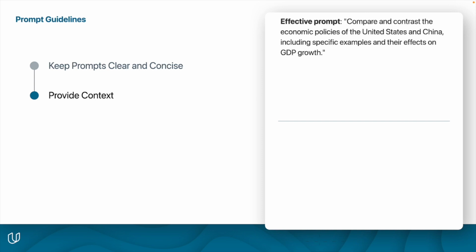And finally, "Compare and contrast the economic policies of the United States and China, including specific examples of their effects on GDP growth." Whereas the alternative of "What is up with the US and China economy?" might not be enough detail. So as you can see, effective prompts provide a clear task, relevant context, and background information, as well as special instructions. Ineffective prompts are vague, they lack context and instruction.